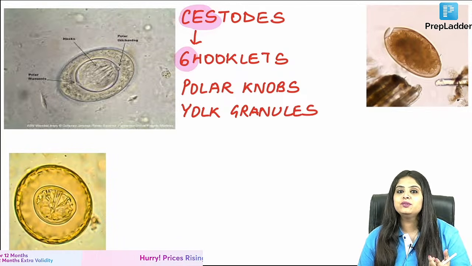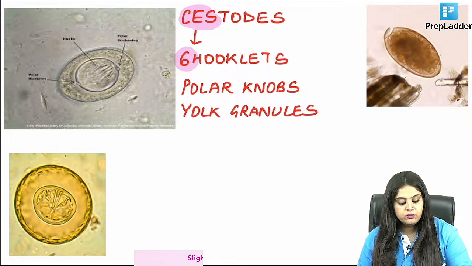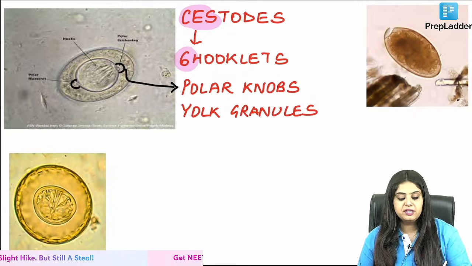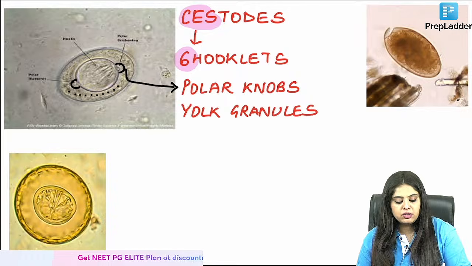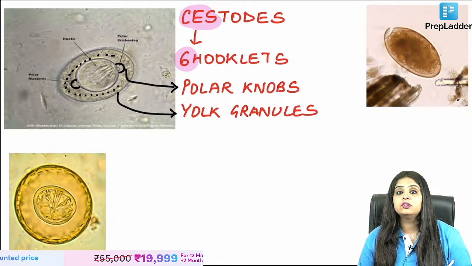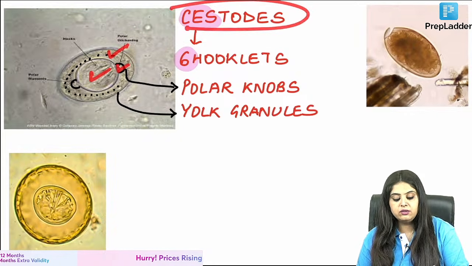But ma'am, in the exam there is no zoom in option, I can't zoom in to count those 6 lines. Then what do I do? You will have to look at these 2 knobs over here. These are referred to as the polar knobs, and if you look carefully, some dirty material is kept over here, and that is known as the yolk granules. When you see 6 hooklets with polar knobs and yolk granules, that is cestode.